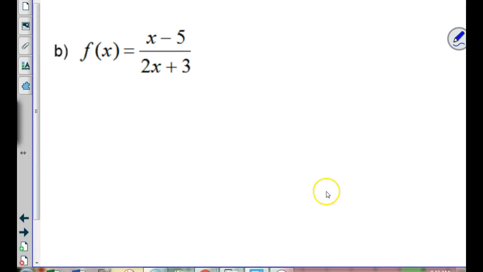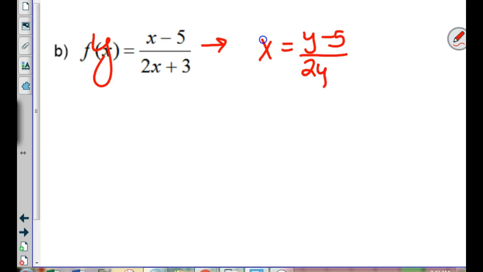All right, this is the one I am worried about. Right now it says y equals. We need to change all the x's and y's. So it will now say x equals y minus 5 over 2y plus 3. Does anybody remember the steps?